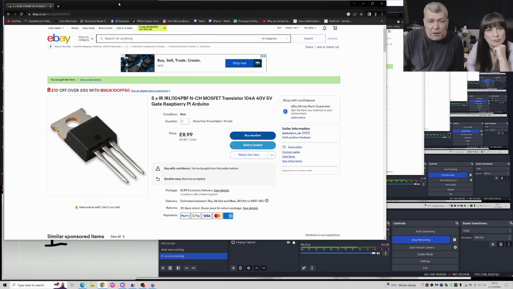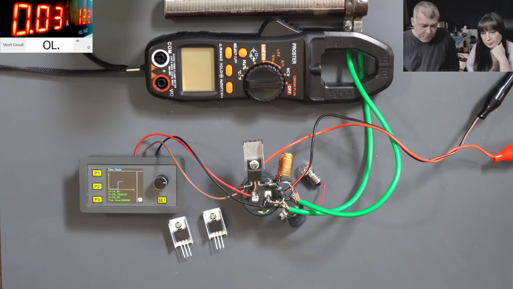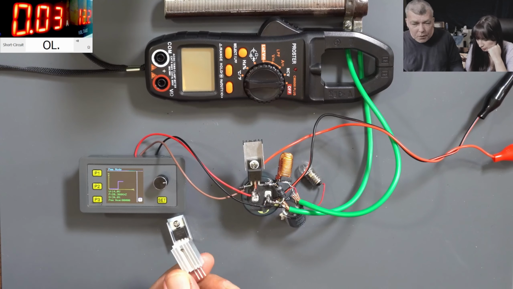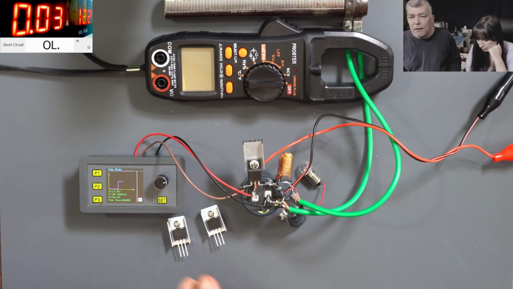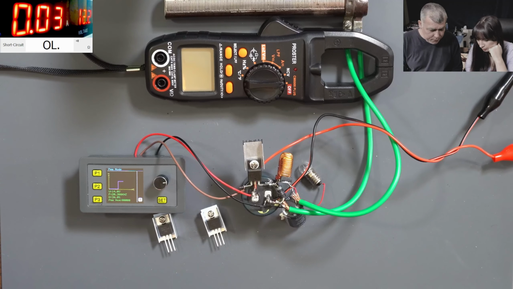So if anyone is looking to buy those MOSFETs, I paid about £9 for 5 MOSFETs, 104 amps, 40 volts, and very low gate voltage, like 5 volts. It's not necessary, but just to keep things cool. That's the last thing you want, to have problems with small heat sinks on high current MOSFETs.